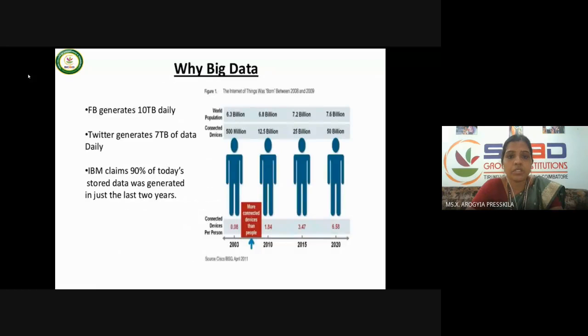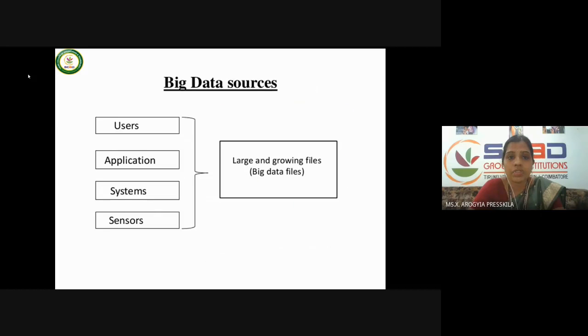So the same thing, today Facebook generates 10 terabytes of data, Twitter generates 7 terabytes of data daily, then IBM. So day by day the data keeps growing. So for this, it needs new technology. So from where do you get the data? You can get the data from the user side, from applications, from system sensors. So day by day the data grows and it can become a large file.